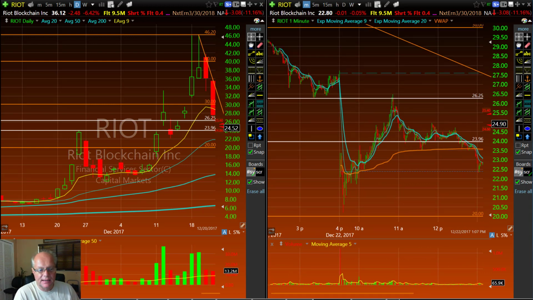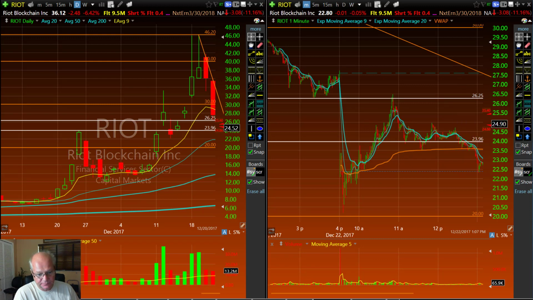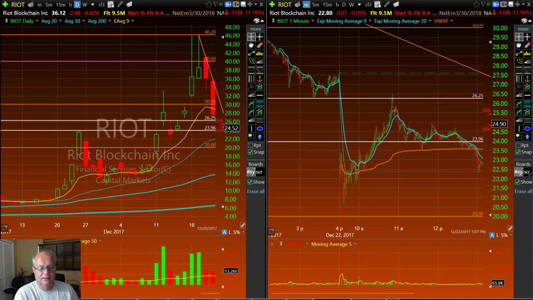See, this is what I hate. I'm marking out lines on my TC2000, and I gotta mark them again on this chart. There's 26.25. Boom. There's yesterday's low. There's your target, right? Look at that. That was the peak right there. Yesterday's low. So nice long setup there.